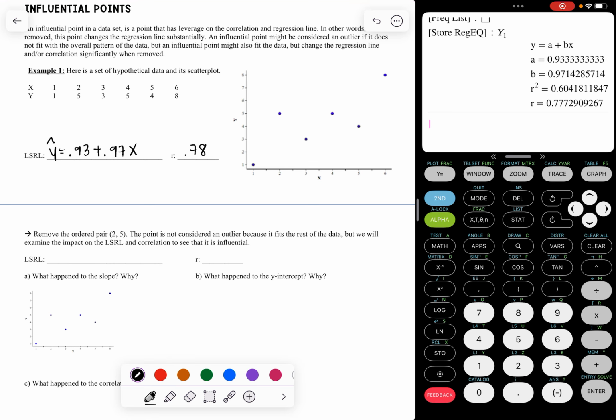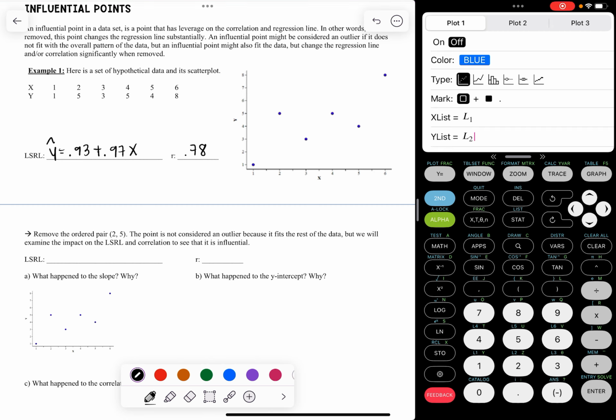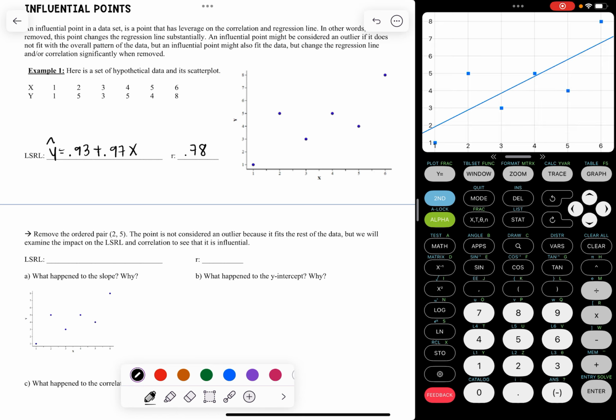Now, if I wanted to see this graph on the scatter plot, I would go to second y equals. I would make sure my plot 1 is on. Hit enter. And then I'm going to turn mine just to be a little bit easier to see. Then I'm going to hit zoom 9. And then I have my points, and you should see that on the scatter plot on your paper. Now, this is the linear regression with all of the data included.